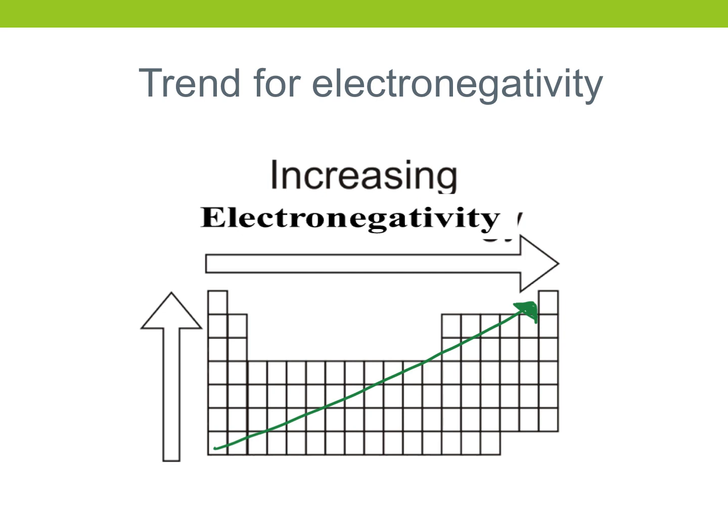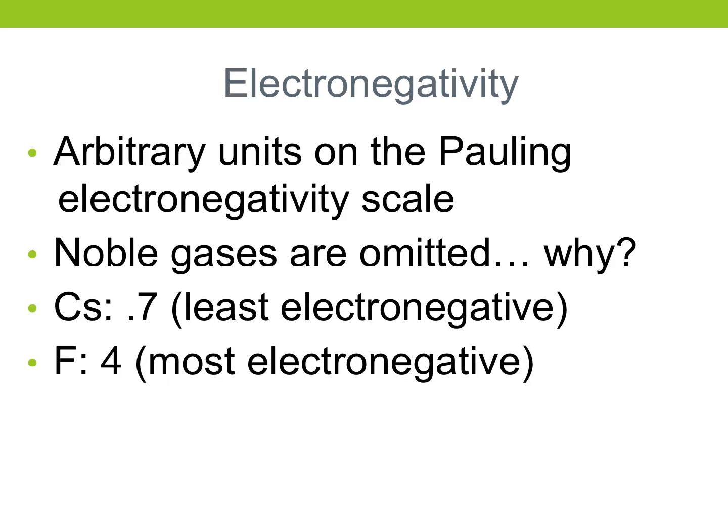Do you have the trend for electronegativity? Yes. I want to talk just a little bit about elements, cesium and fluorine. We measure electronegativity with an arbitrary unit. We call it the Pauling electronegativity scale. Arbitrary means it's made up. We've made up numbers just to quantify electronegativity.